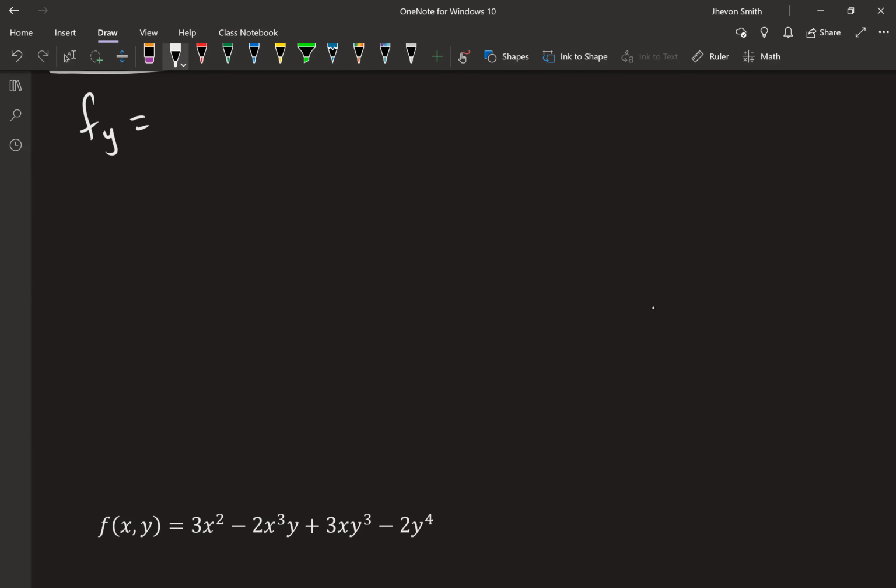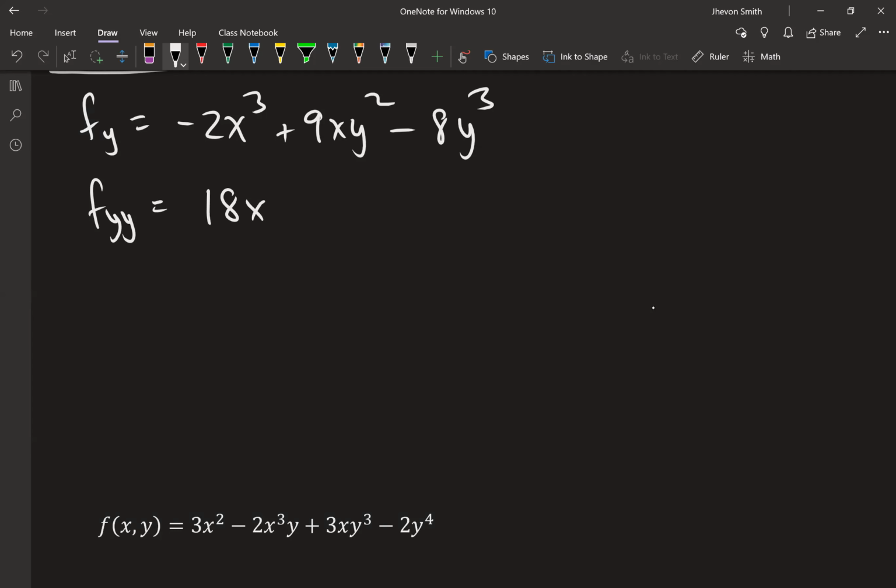Okay, so with the fyy, the derivative of 3x squared would be 0. Then the derivative of that would be 2x cubed. Then we'd have this derivative, 9xy squared. Then we'd have 8y cubed. Then you'd find fyy. Derivative of the first term would be 0. Then this would be 18xy. Then this would be 24.